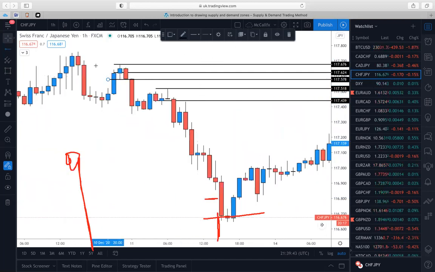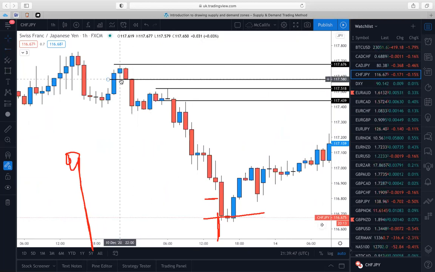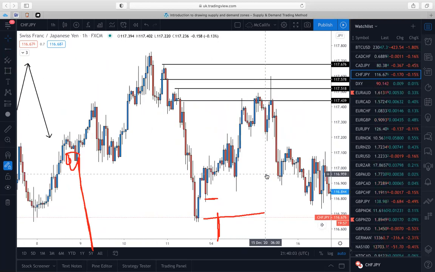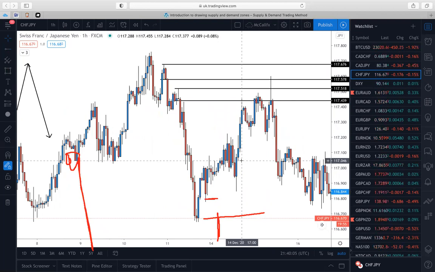Your first line, which is the distal line, is going to be at this line. And then your last line is going to be on top of the last wick. So it's going to be from wick to wick, from this low wick to this high wick. And then you expect price to tap onto that level and go back down.